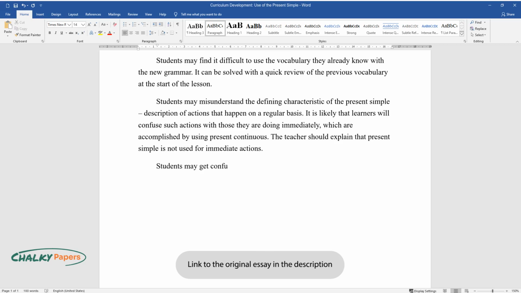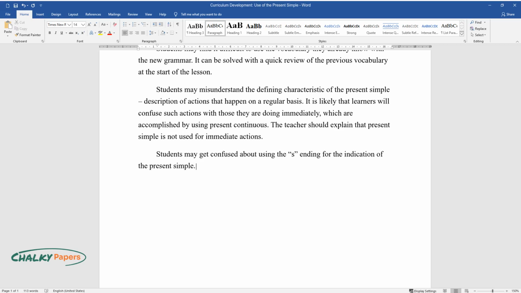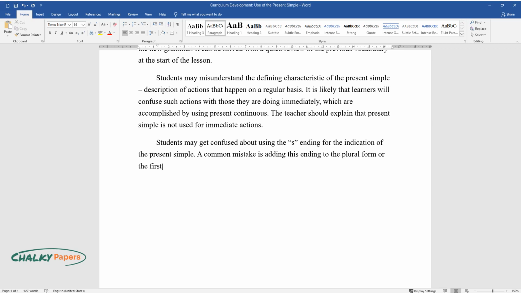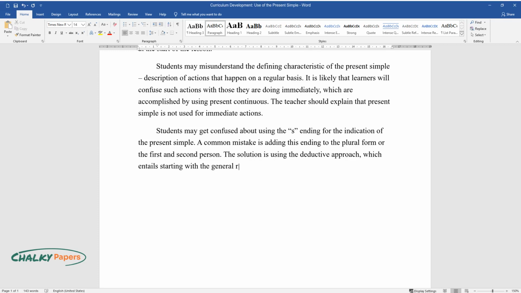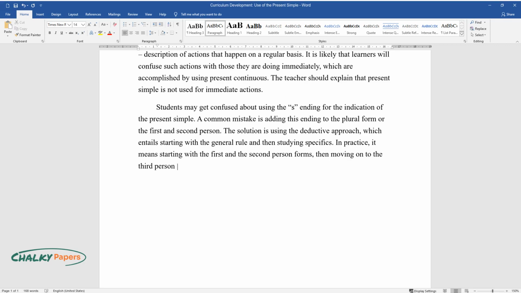Students may get confused about using the s ending for the indication of the present simple. A common mistake is adding this ending to the plural form or the first and second person. The solution is using the deductive approach, which entails starting with the general rule and then studying specifics. In practice, it means starting with the first and the second person forms, then moving on to the third person plural and finishing with the third person singular.